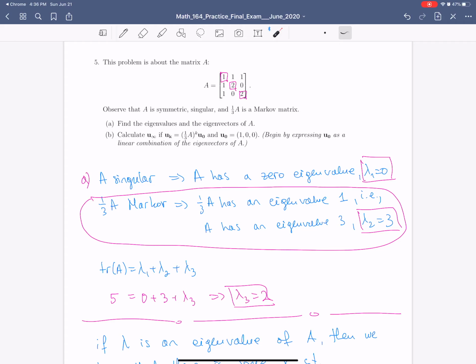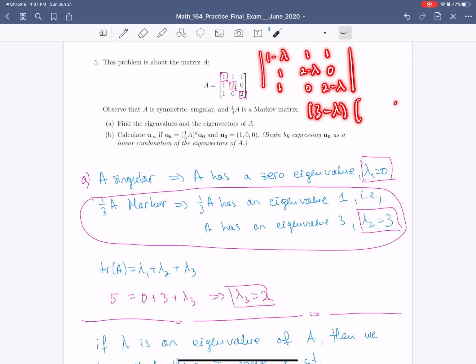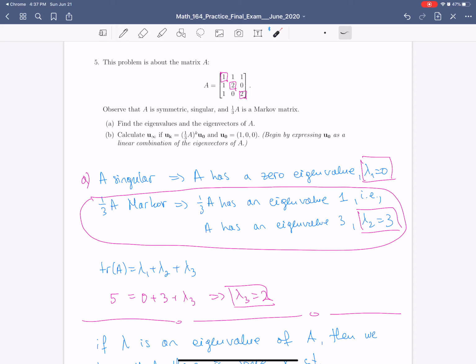The idea is you will have this matrix: 1 minus lambda, 1, 1; 1, 2 minus lambda, 0; 1, 0, 2 minus lambda. Now pay attention. If you add up all the rows into the first row, you're going to get 3 minus lambda, 3 minus lambda, 3 minus lambda. That factors out. So that 3 minus lambda factor times something else equals 0 tells you that lambda equal to 3 is one of the solutions. This is just us not having to go through finding determinants.